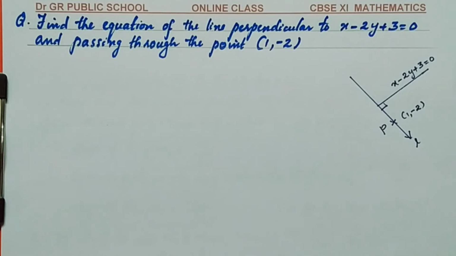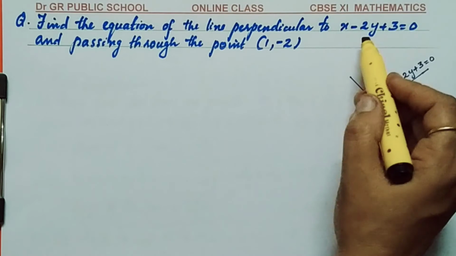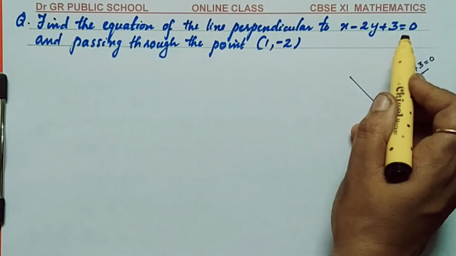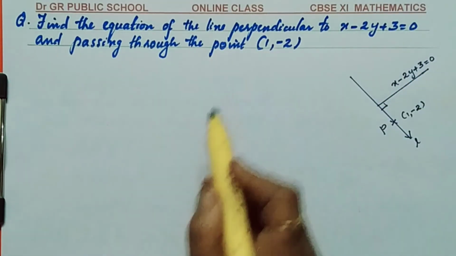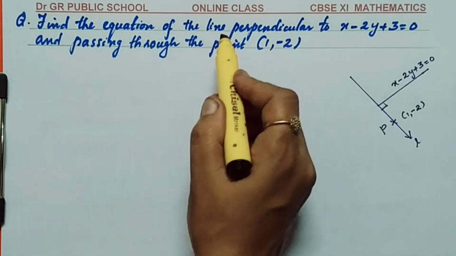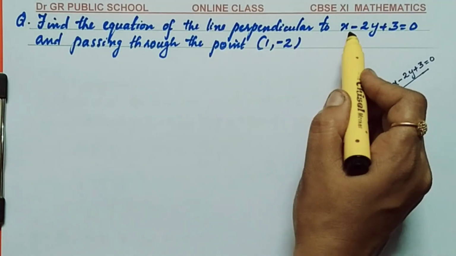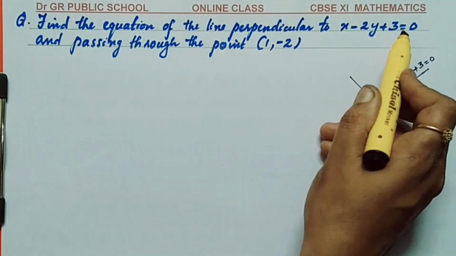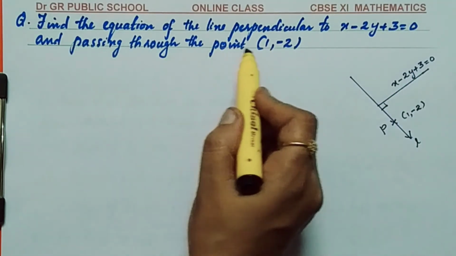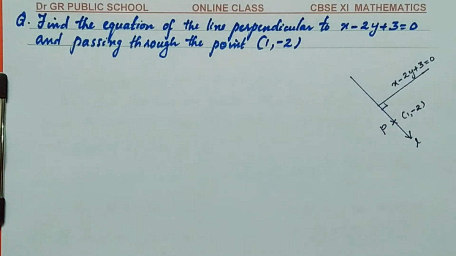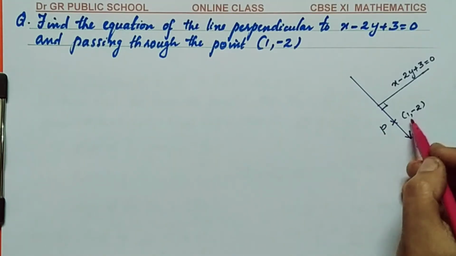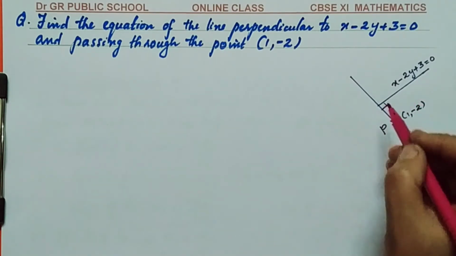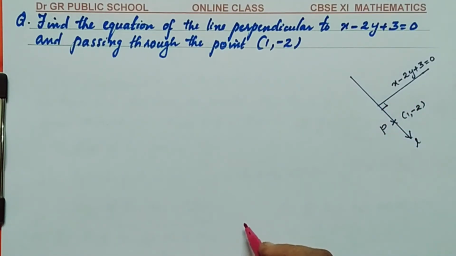Come to the question. Find the equation of the line perpendicular to x minus 2y plus 3 equal to 0 and passing through the point (1, minus 2). You need to find the equation of a line which is perpendicular to x minus 2y plus 3 equal to 0 and the required line passes through the point (1, minus 2). Let L be a line which passes through the point (1, minus 2) and is perpendicular to x minus 2y plus 3 equal to 0. You need to find the equation of the line L.